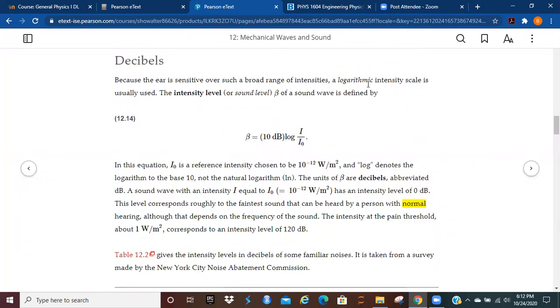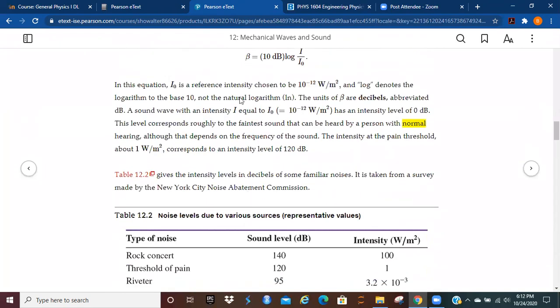Because the ear is sensitive over such a broad range of intensities, the logarithmic intensity scale is usually used. And this is what we come up with. Again, we've chosen this as our reference, and the log denotes a logarithm to the base 10, and remember it's not the natural log. The units are in decibels, abbreviated dB. A sound wave with an intensity I equal to this reference has an intensity level of 0 decibels.